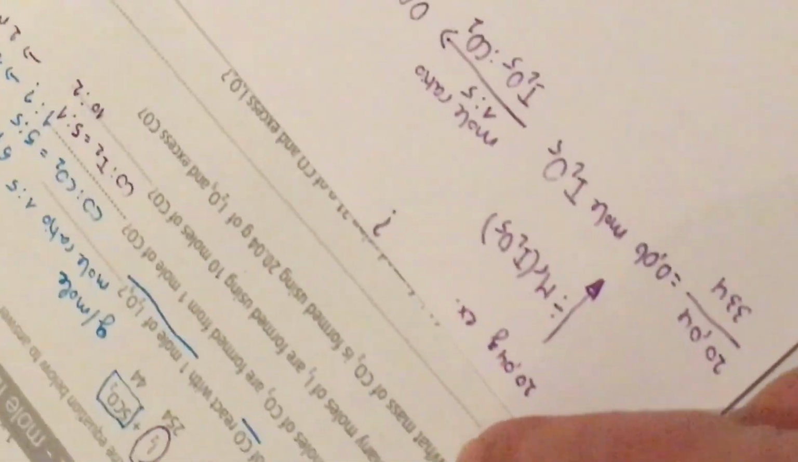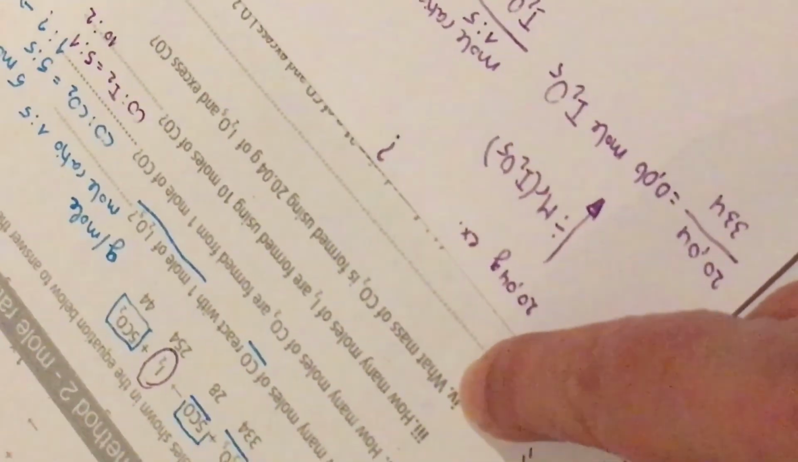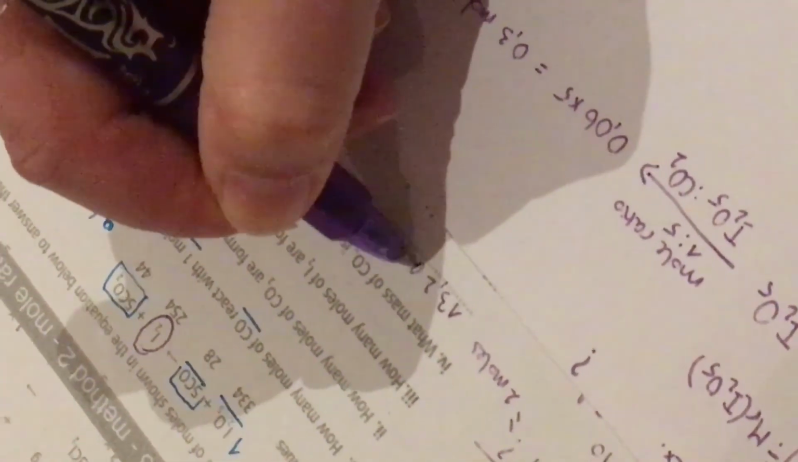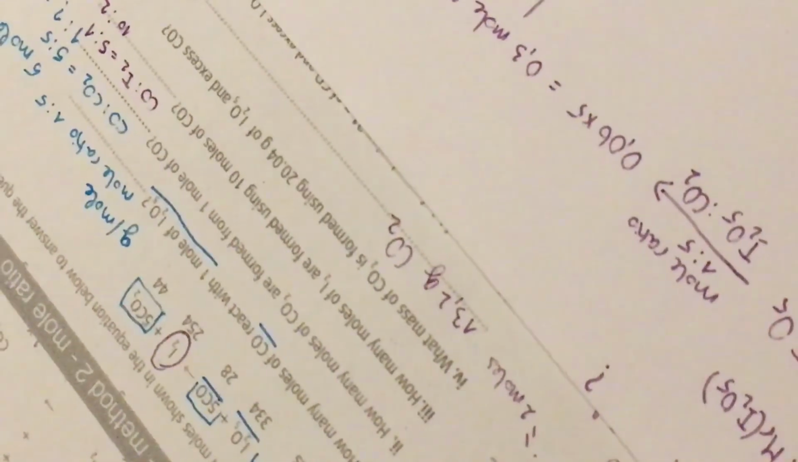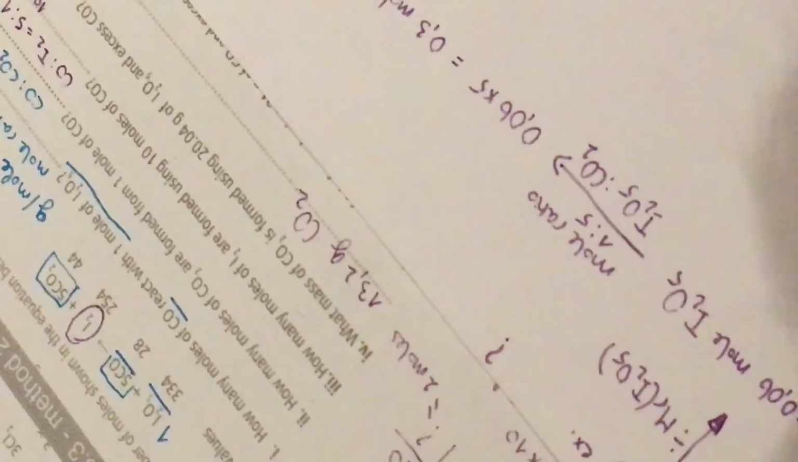We check the question. The question reads, what mass of CO2 is formed? And the answer is 13.2 grams of CO2. That's it. Hope you understand and could follow this explanation.